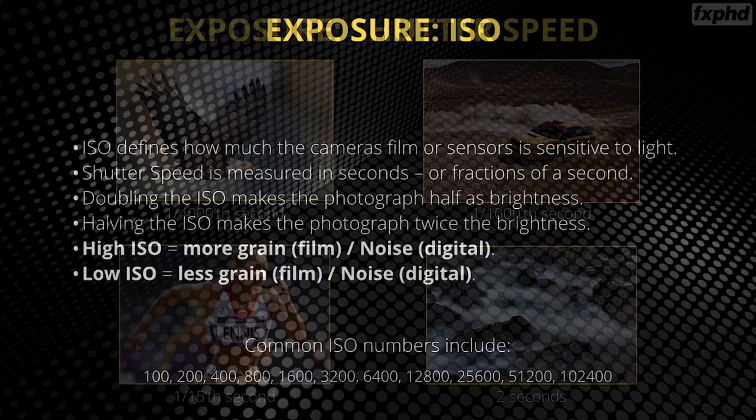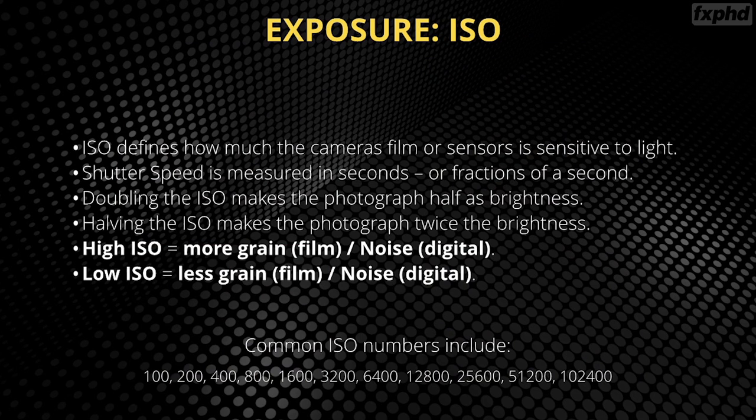The final side of our triangle is the ISO, and the ISO basically defines how sensitive the camera, film or sensor is to light. So doubling the ISO makes the photo twice as bright. It basically makes it twice as sensitive to light, and halving the ISO makes the photo half as bright, so it becomes less sensitive to light.